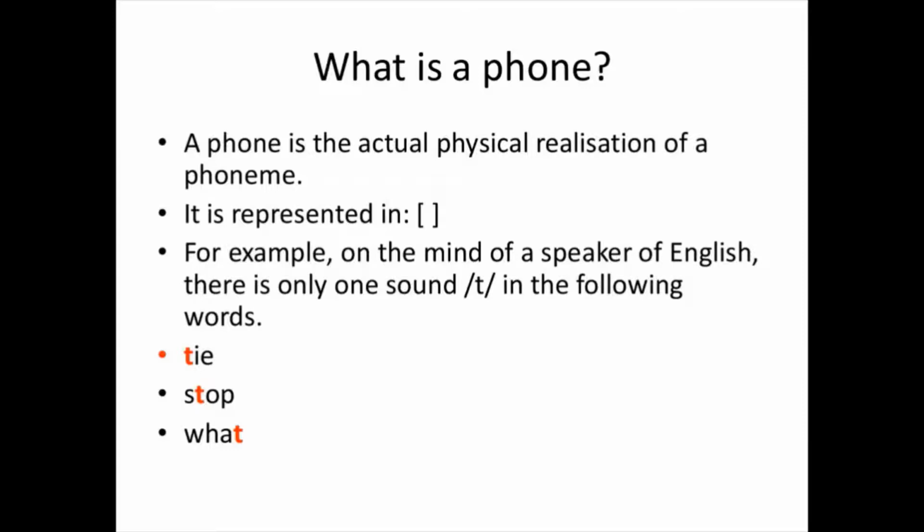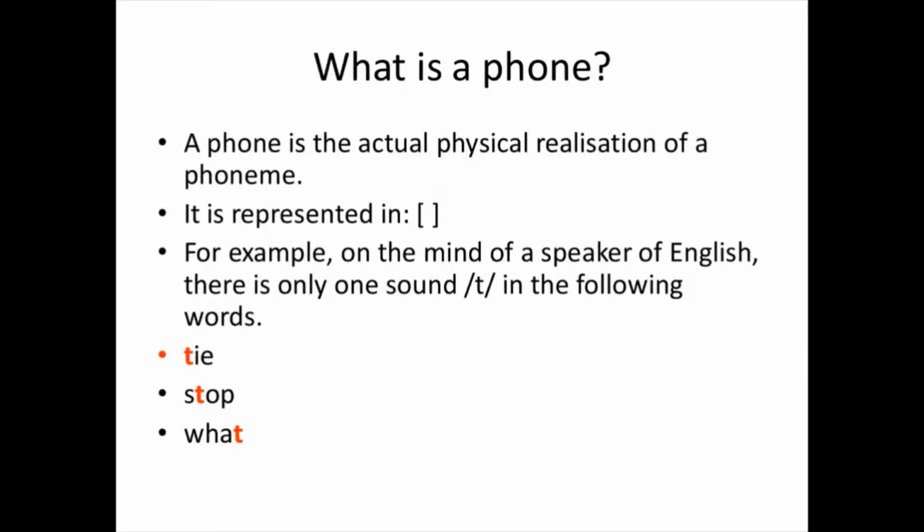And unlike the phoneme, phones are represented by square brackets. So please let's pay attention to how we represent phonemes and how we represent phones. Phonemes, we realize, are represented by slanted lines or slashes, whilst phones are represented by square brackets.